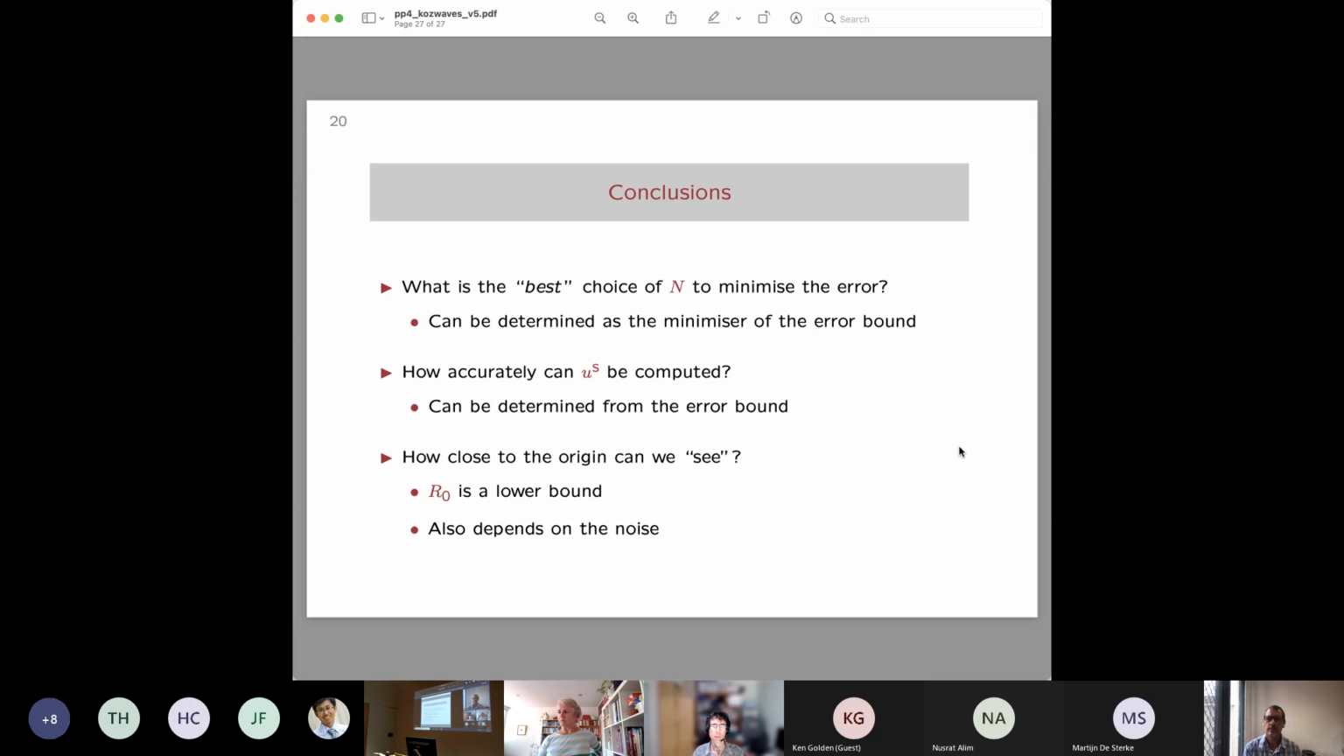What's the best choice of n to minimize the error? Well, we can determine that by the intersection of our blue and pink error bounds. Then we can read off the error that we get and determine how accurately U can be computed. How close to the origin can we see? Well, we can predict that from the decay rate of the ANs. We can get R0 as a lower bound. How close we can see may increase depending on the noise.